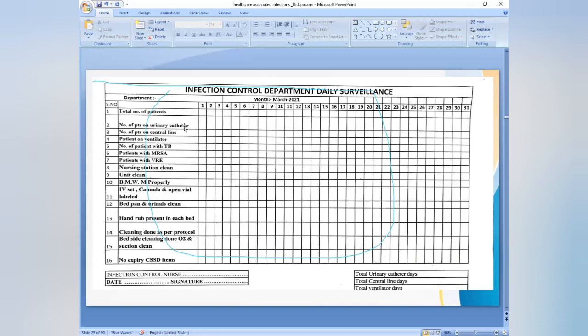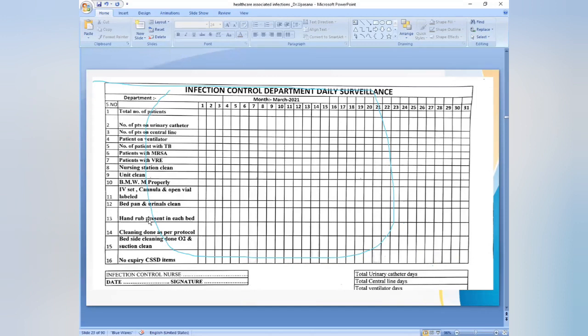How many were urinary catheterized? How many were centrally catheterized? How many were ventilated? How many patients have active TB, MRSA cases, if there are any VRE cases, whether the nursing station was clean or not. They are all parameters for the surveillance. Was the unit clean or not? What was the BMW? How many times was the BMW shift coming? IV sets and cannulas, whether they were properly labeled or not. Bedpans and urinals, whether they were properly cleaned or not.